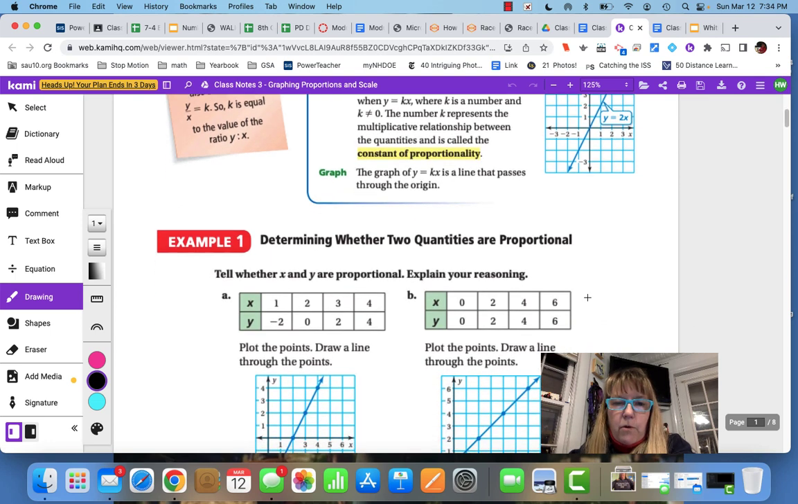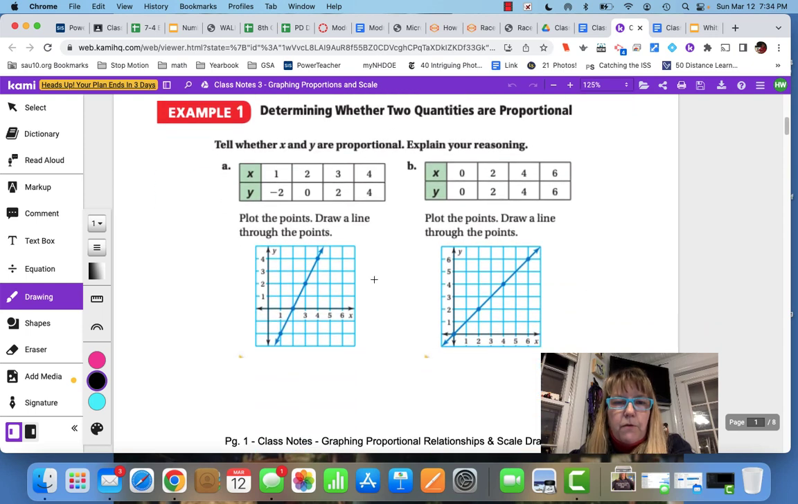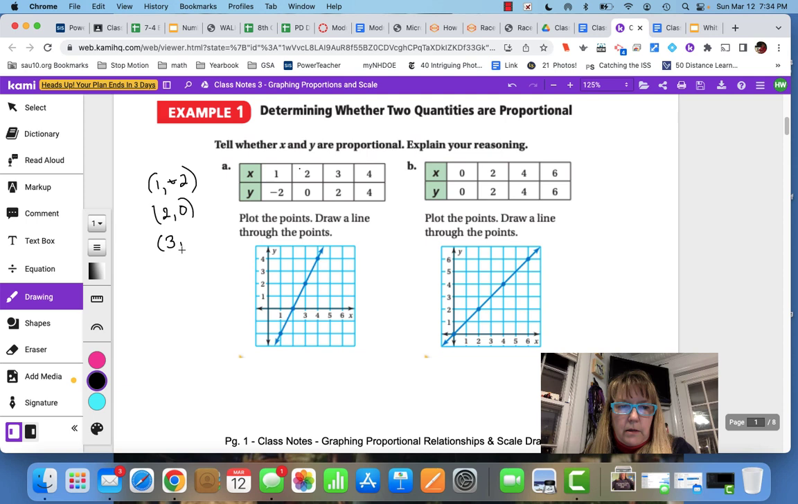So here's how we figure out whether or not two quantities are proportional. If I take this table here and create XY pairs out of it, I will take X is 1 and Y is -2, and X is 2 and Y is 0, and 3 and 2, and 4 and 4. And if I plot those, so if I plot 1 and -2, I go over in the X direction 1 and I go down. Because it's negative, I end up there.